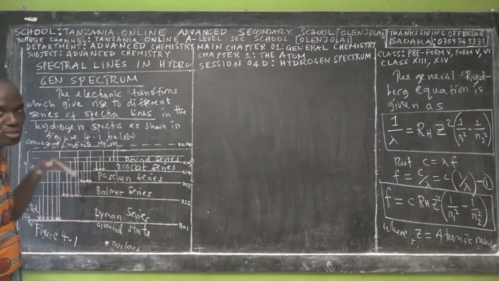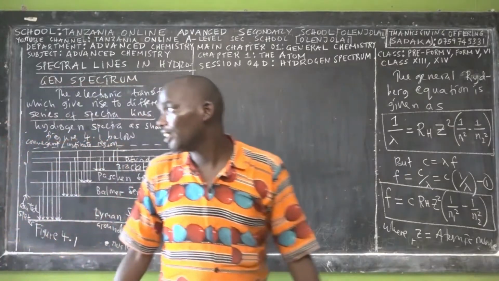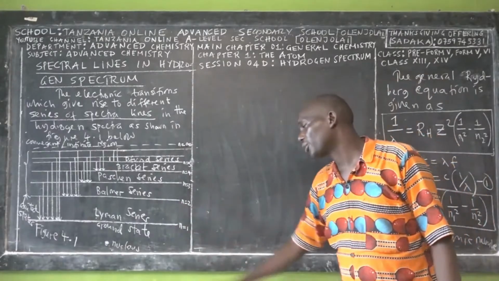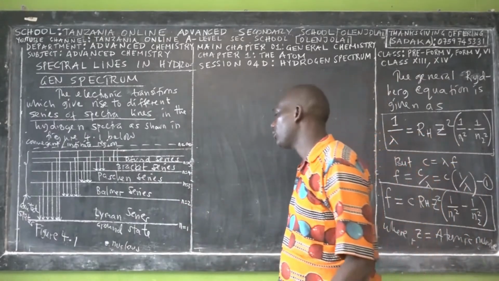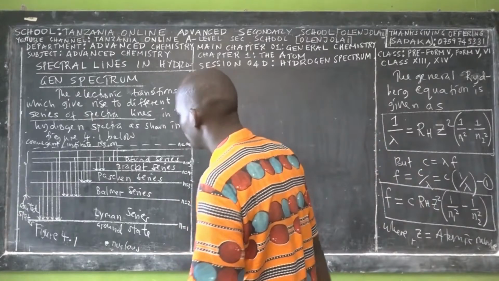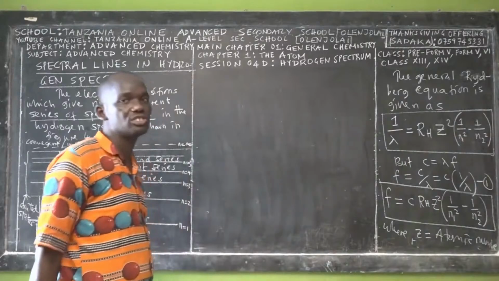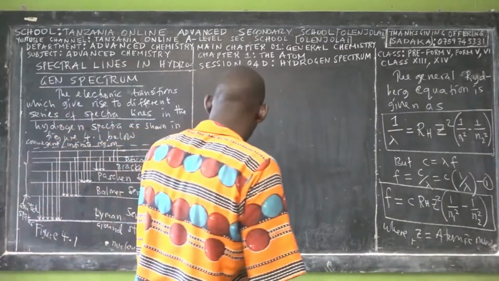For example, when n is equal to 9, n is equal to 10, into the Lyman series. So we have what we call the Lyman series. We have specific names for the Lyman series and other names for the Balmer series. So I'm building these foundations in your mind, step by step.